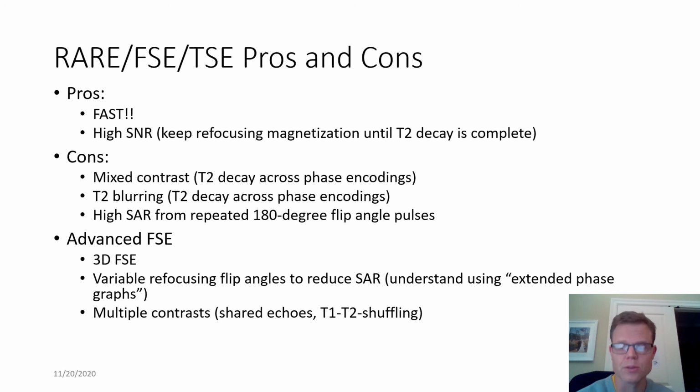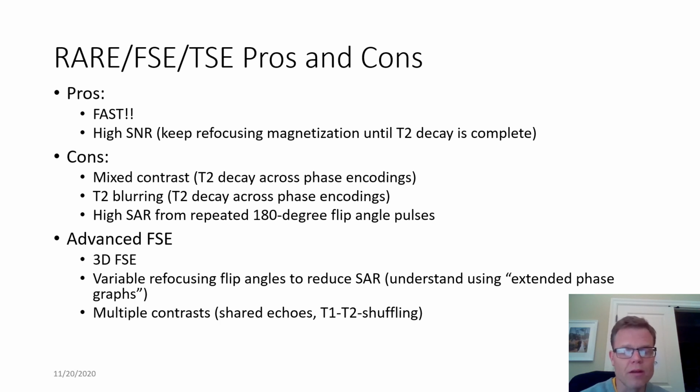The cons to be aware of is there is a little bit of a mixed contrast and T2 blurring, and that's what we're describing with this weighting function across the phase encoding lines, because you inherently have T2 decay across the different phase encodings that you're acquiring for the multiple spin echoes. And again, this is not a deal breaker for most applications, very tolerable, but there is sort of an upper limit on how many echoes or the echo train length that can be used.